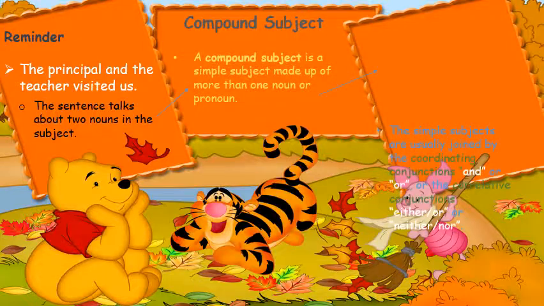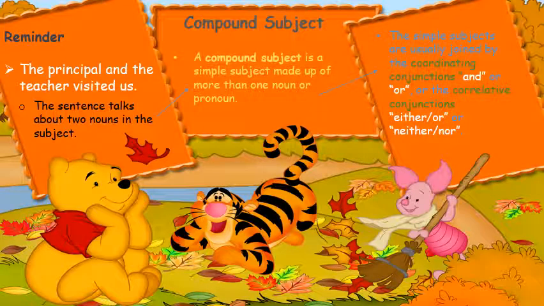So the compound subject here is principal and teacher, but how are they joined? They are usually joined with coordinating conjunctions or correlative conjunctions. The simple subjects are usually joined by the coordinating conjunction and, or the correlative conjunctions either/or and neither/nor. So I think now everything is clear for you regarding the subject. This was a quick revision for you about subjects.